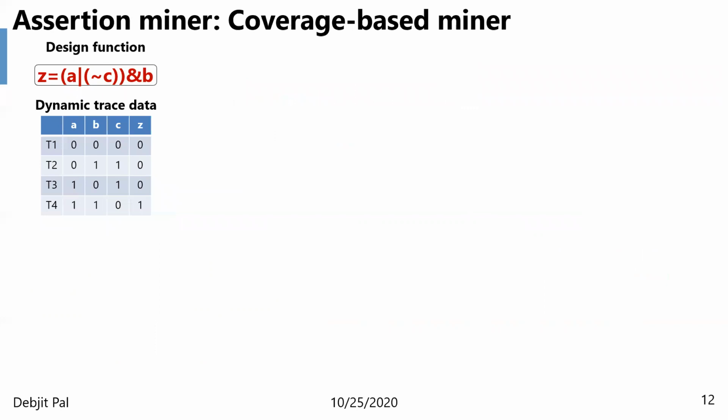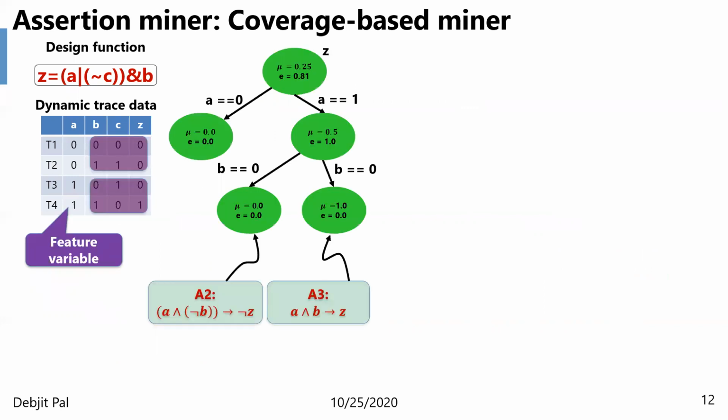The decision tree miner has several shortcomings. We explain with an example. For the target function of z, we construct a decision tree which generates two correct assertions, A2 and A3. But the inspection of A2 shows that the proposition A is coincidental. The presence of such coincidental propositions makes an assertion overconstrained, unreadable, and achieves low input space coverage.